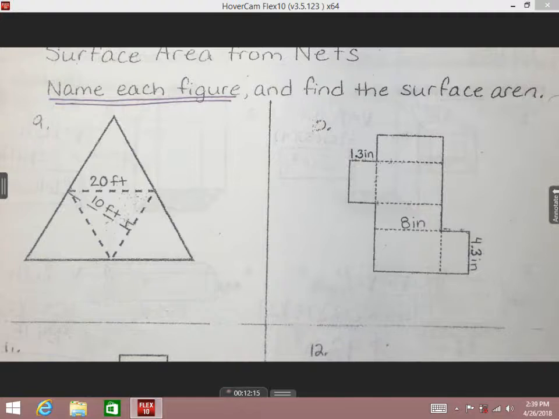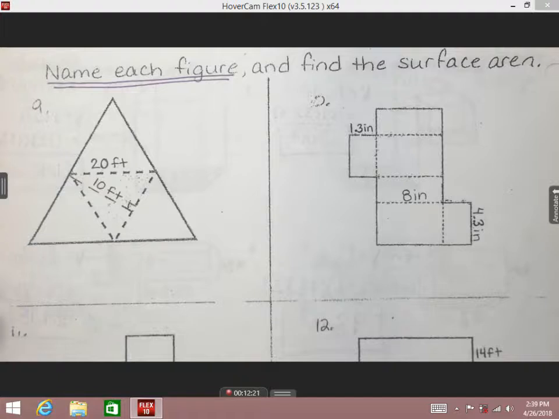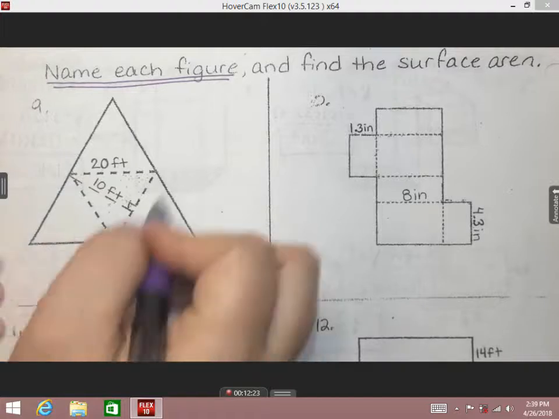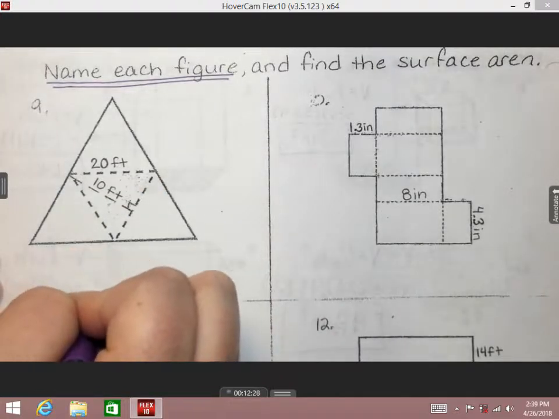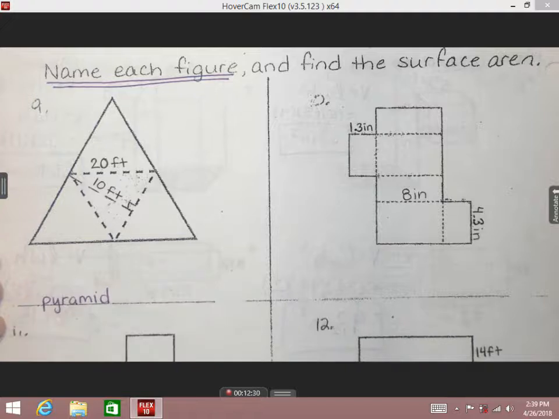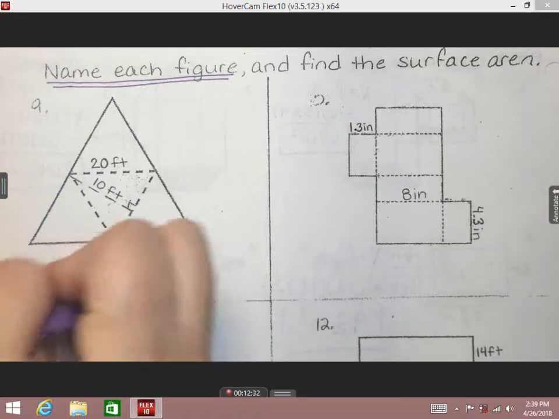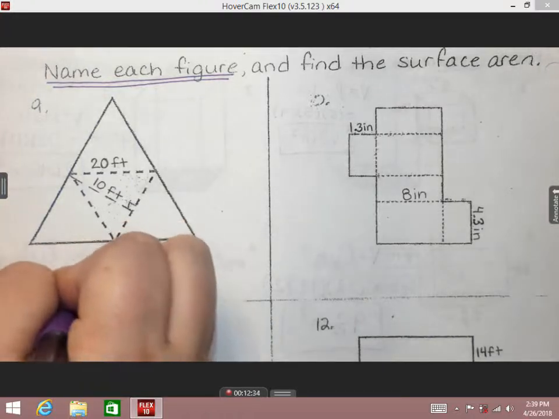I know I have a tendency to get in a habit of just doing area, and forget to do that. So I'm going to go and name them first. When I name my first one, it has more triangles, so it is going to be a pyramid because that's what gives me my point at the top. And then the only shape that's there is triangles, so it must be triangular.